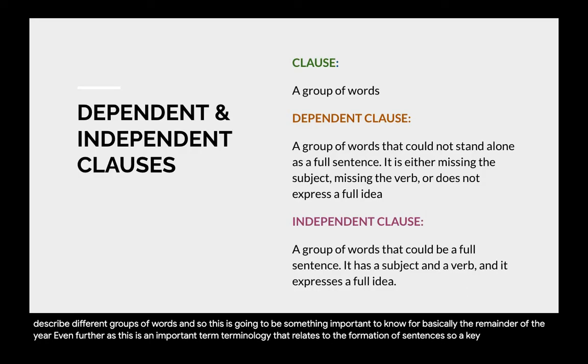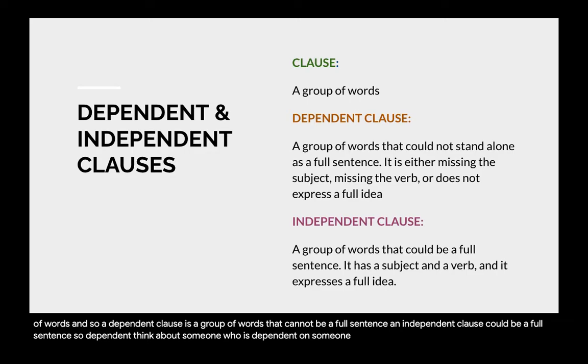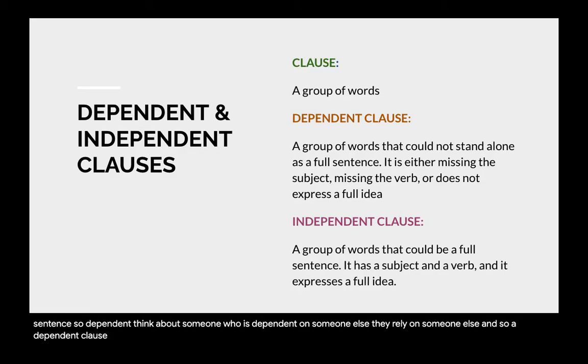So a clause is just a group of words. And so a dependent clause is a group of words that cannot be a full sentence. An independent clause could be a full sentence. So dependent, think about someone who is dependent on someone else. They rely on someone else. And so a dependent clause is relying on another clause to make it a full sentence.